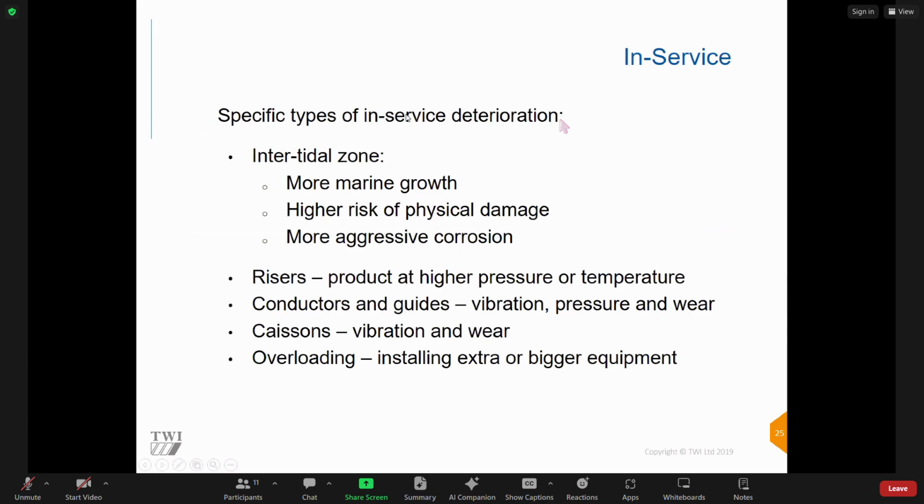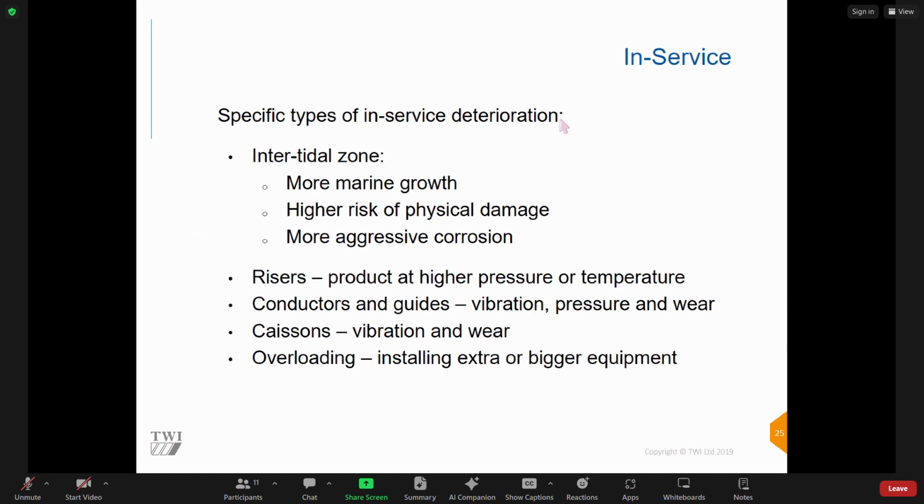So specific types of in-service deterioration. In the intertidal zone or splash zone, we said we're going to get more marine growth up there. So higher risk of physical damage, more aggressive corrosion. Because again, impressed current systems and sacrificial anode systems only work when they are permanently immersed in the electrolyte. So any steel component that's in the water, then out of the water, out of the water but still wet, still water on it, then it's going to just continue to corrode.